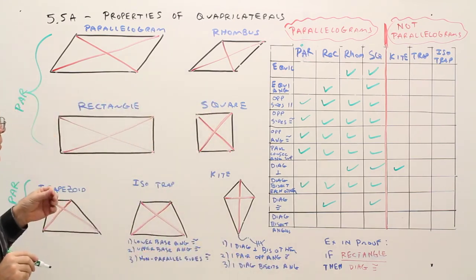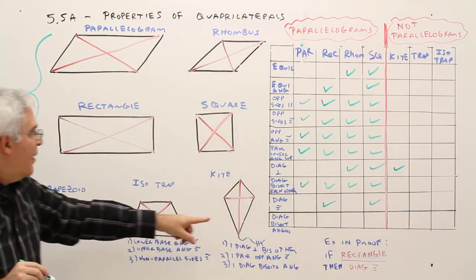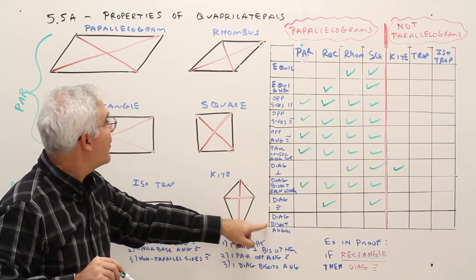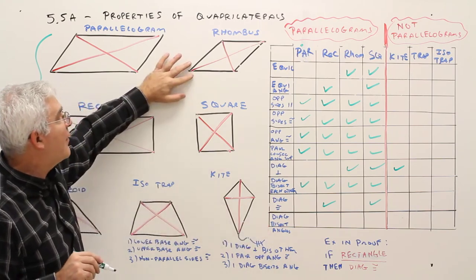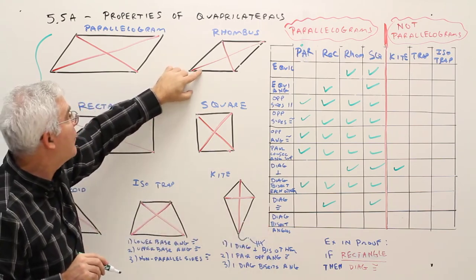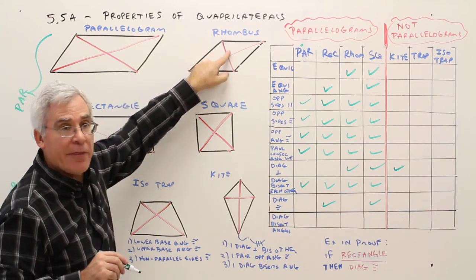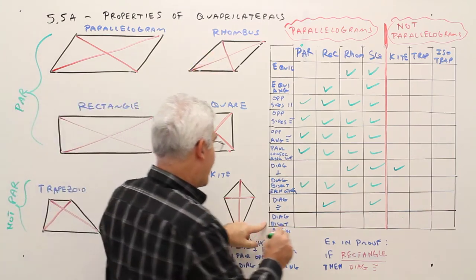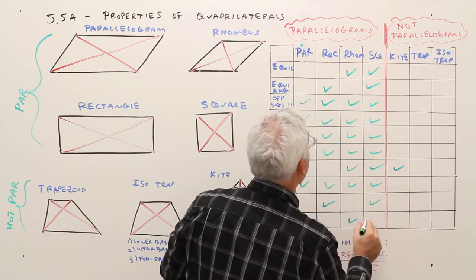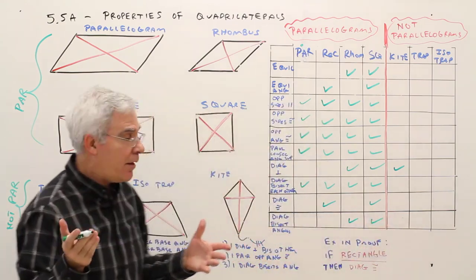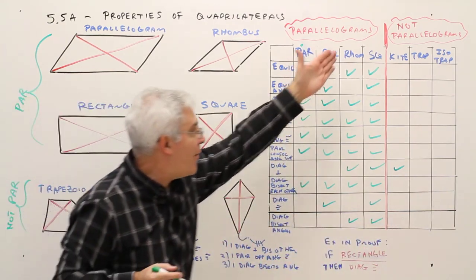Okay, so I think diagonal bisects the angles. That does happen for a rhombus. Hopefully you can see that angle and that angle, that angle and that angle. So diagonal bisects the angle. Again, I'll go rhombus, and again, square gets all those. So the square has everything.